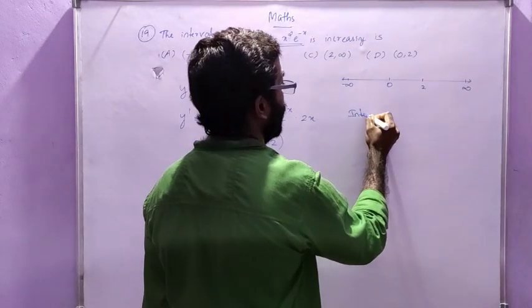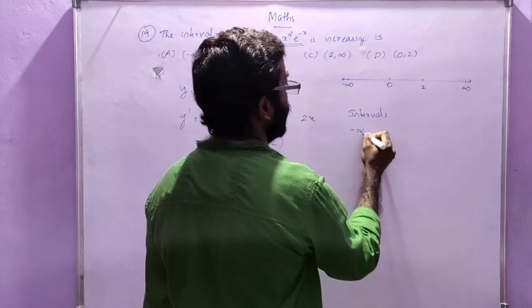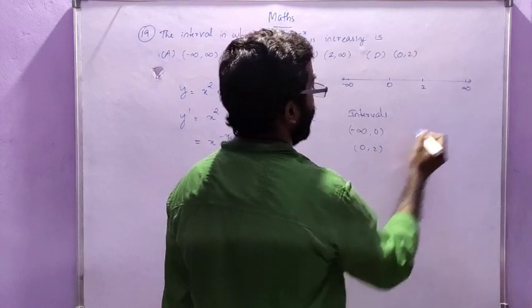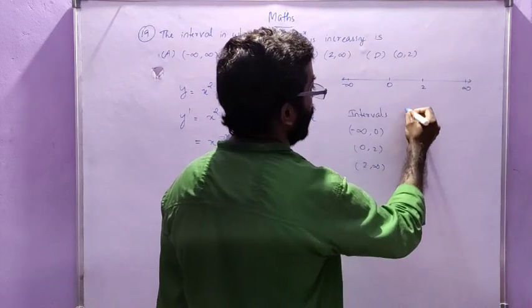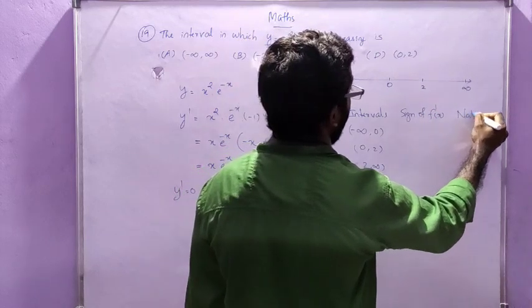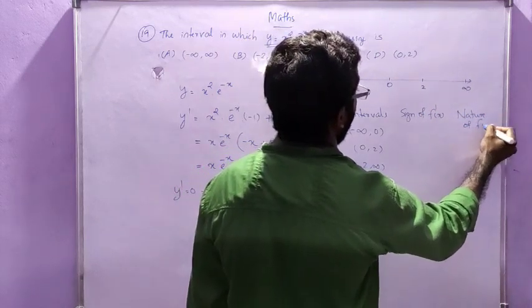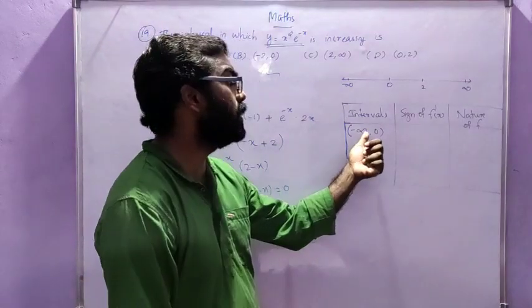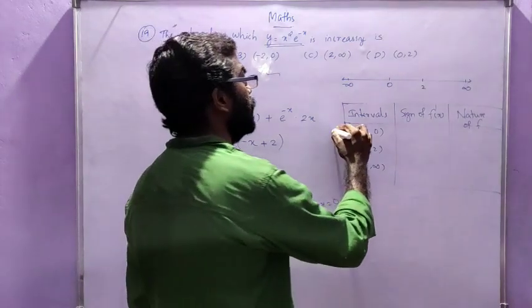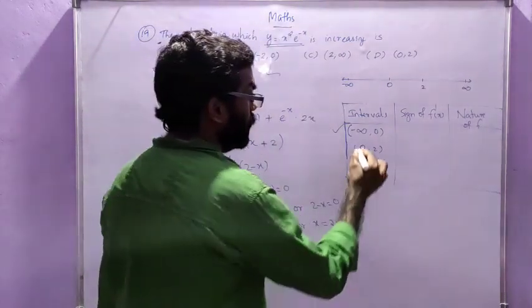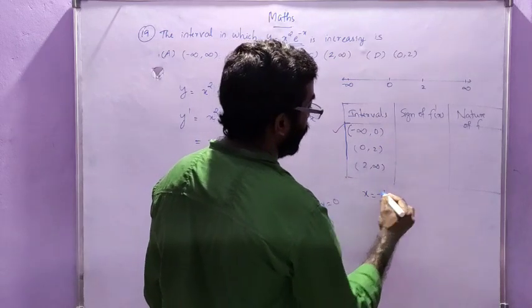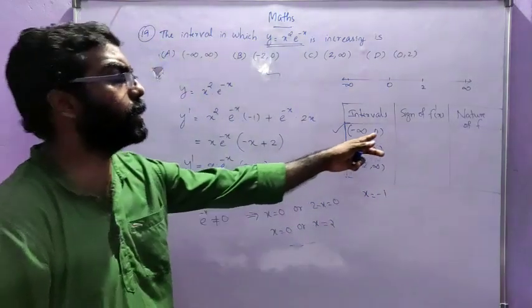So the intervals are minus infinity comma 0, 0 comma 2, and 2 comma infinity. We check the sign of f dash of x, then the nature of the function f. Consider the first interval minus infinity, 0. Let us take one number in between minus infinity and 0. Let it be minus 1, x equal to minus 1, a number which is less than 0.